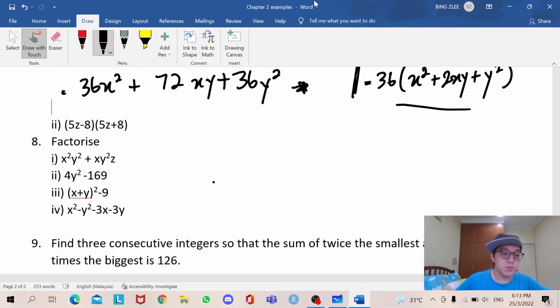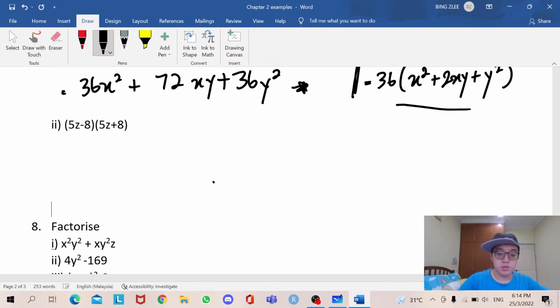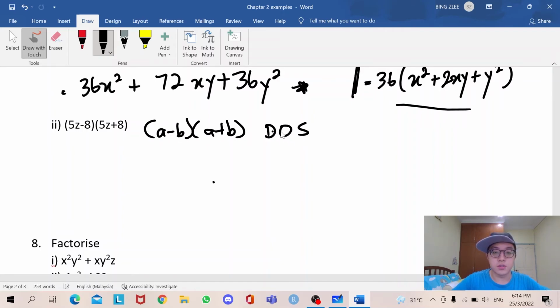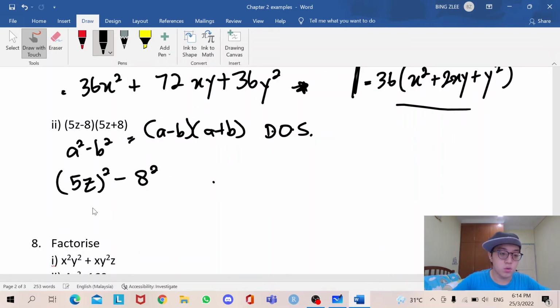And the second part here, we have to simplify this again. As you can see here, it might be a little bit familiar to you. These two terms are almost the same except the difference in the sign in between. And exactly, it's (a minus b)(a plus b). And this is the difference of squares. So from here, you know that this is equals to a squared minus b squared. So it's equivalent to (5z) squared minus 8 squared, which gives you 25z squared minus 64.